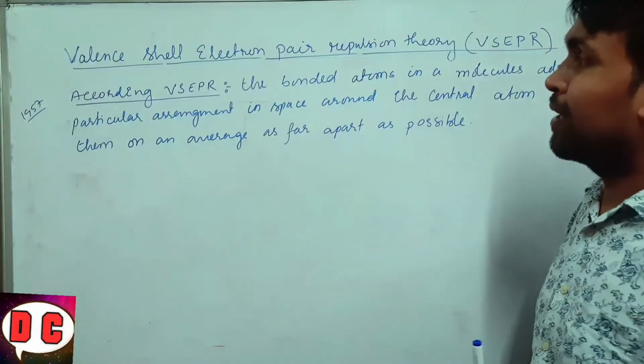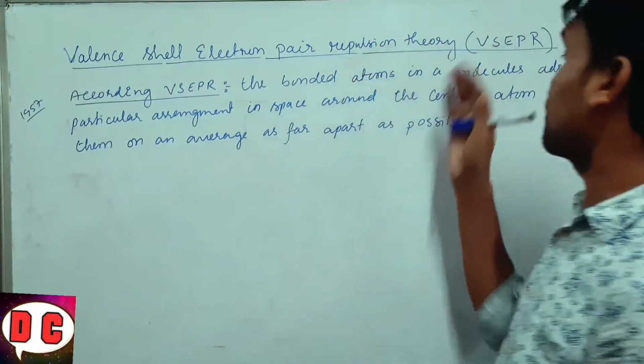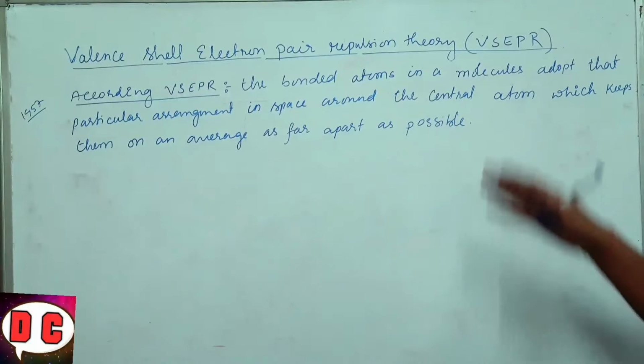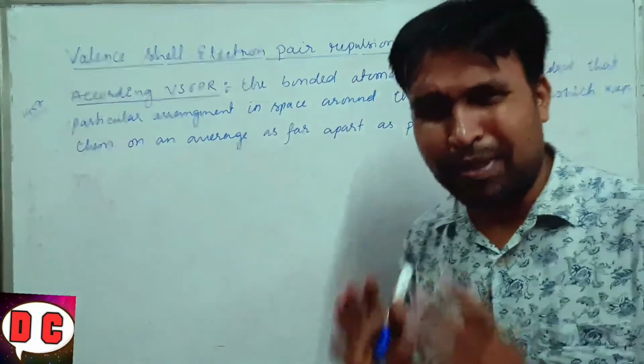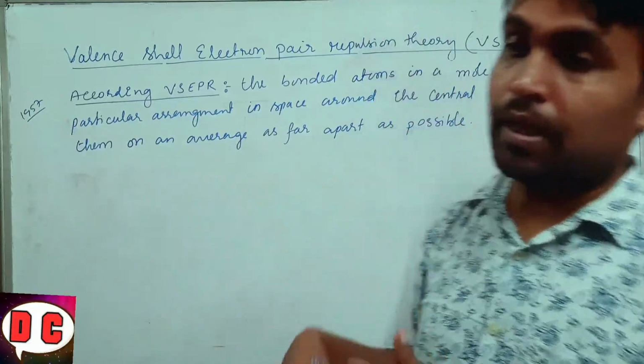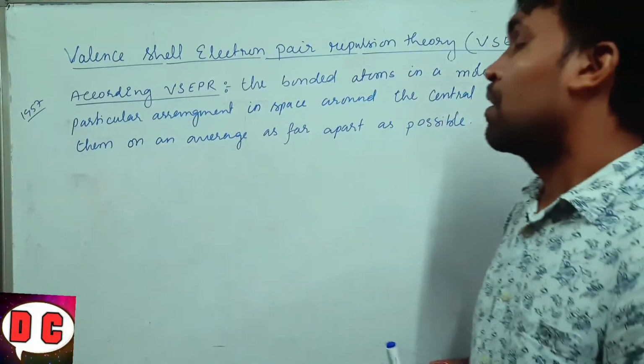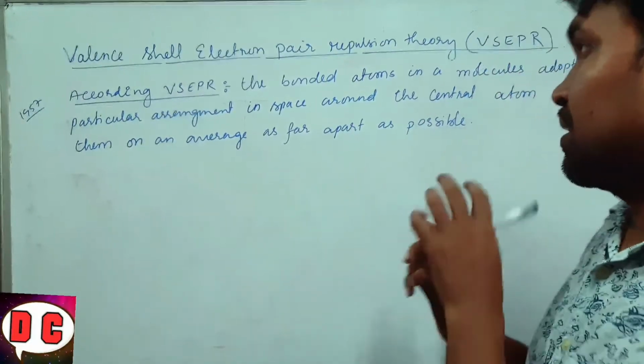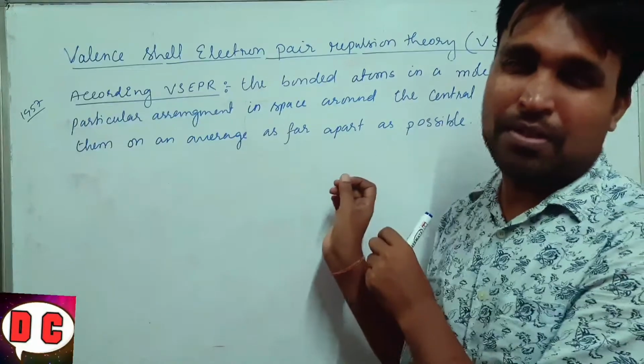That is called valence shell electron pair repulsion theory, in short VSEPR theory. It is a very important topic for your board examinations as well as competitive examinations. So let us first understand a little bit of the history of this theory.